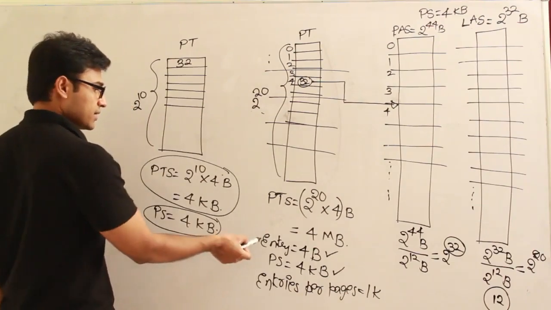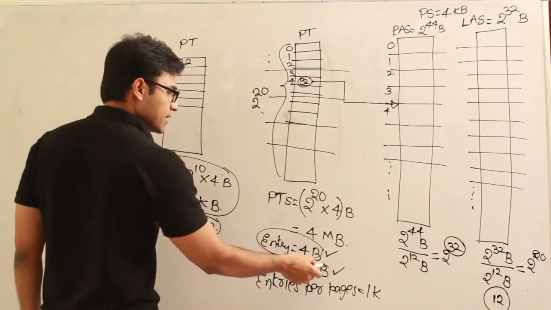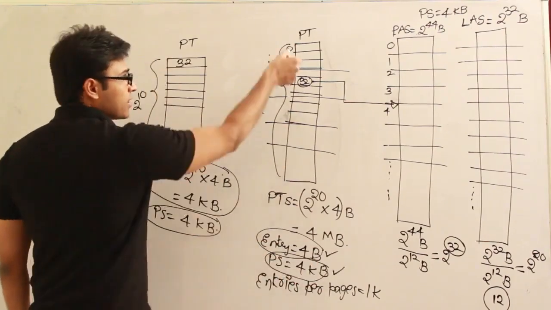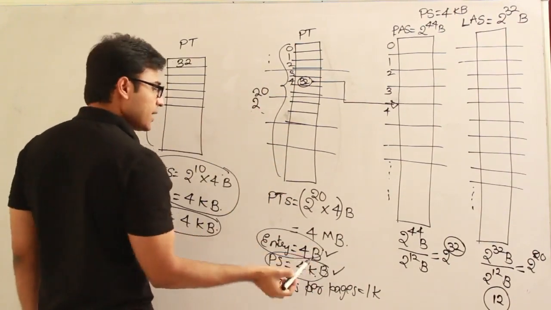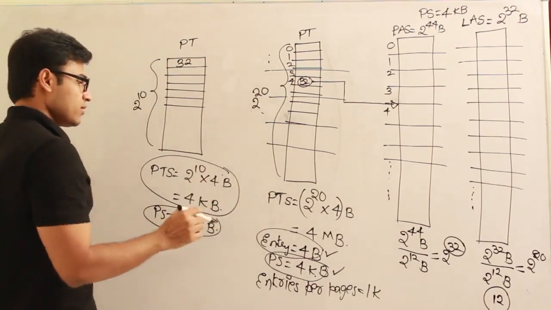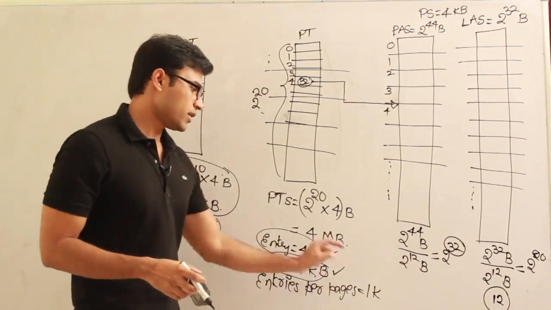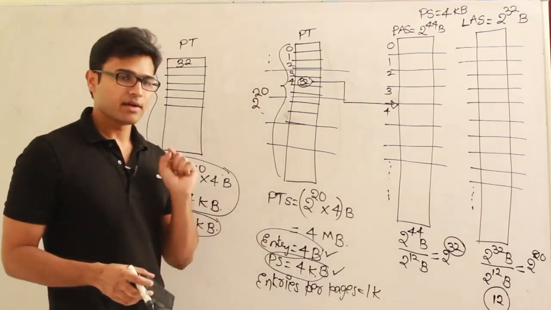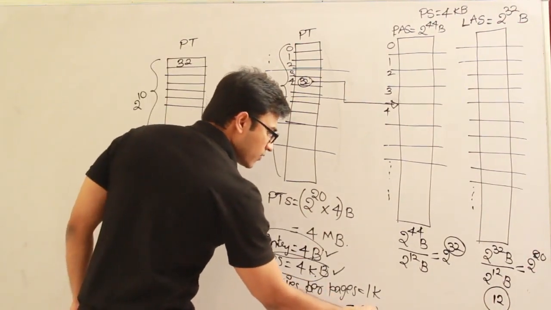Are you understanding this? See, each entry is 4 bytes and the page size is 4 KB, and I divided this page table into pages of size 4 KB. Then how many entries will go into one page? The number of entries that will go into one page is 1k. 1k is nothing but 2 power 10 entries will be present in one page.